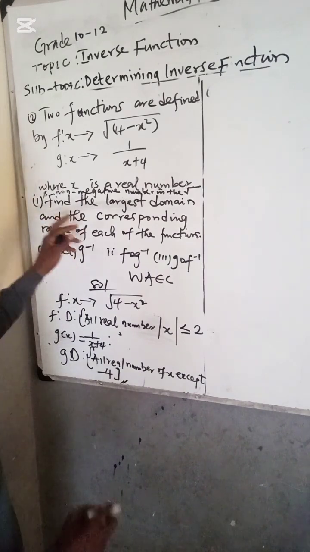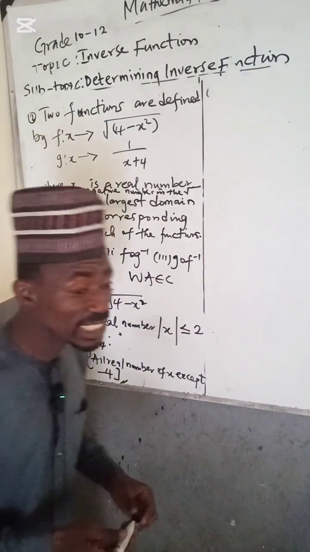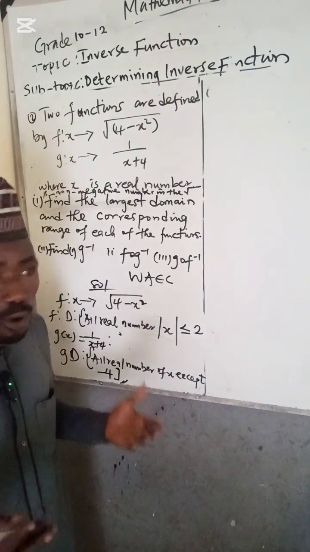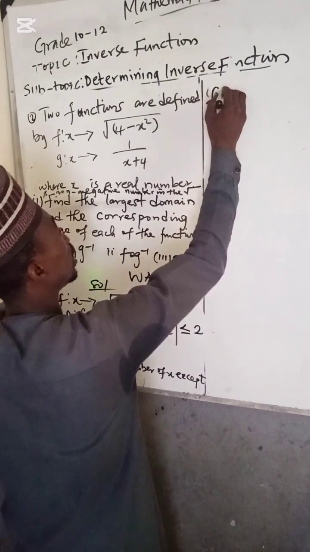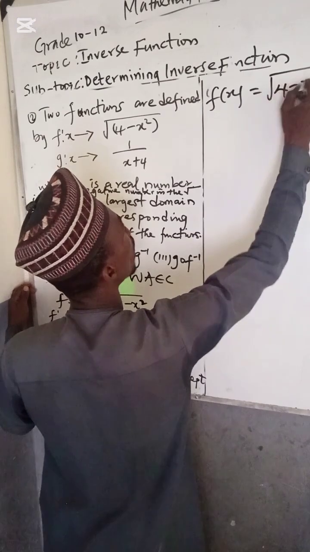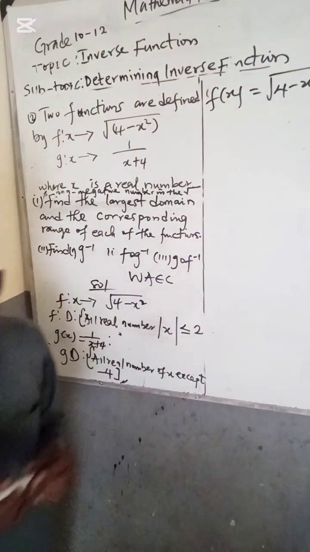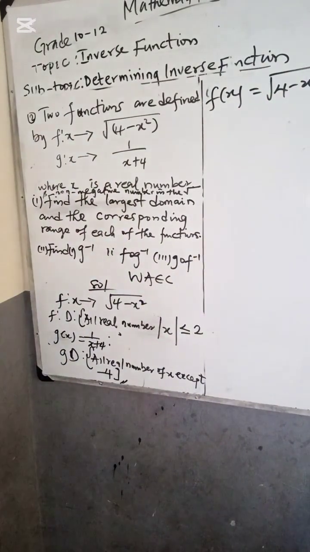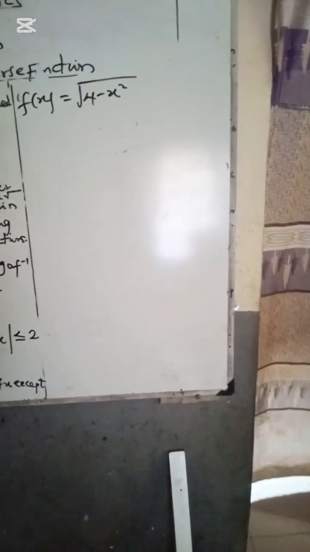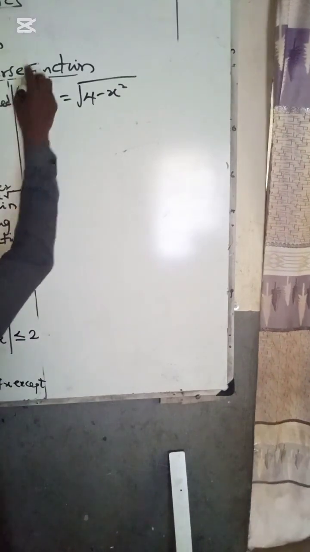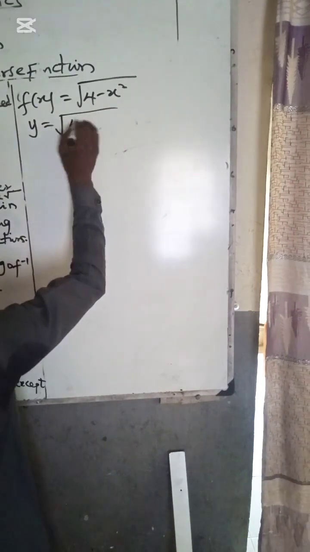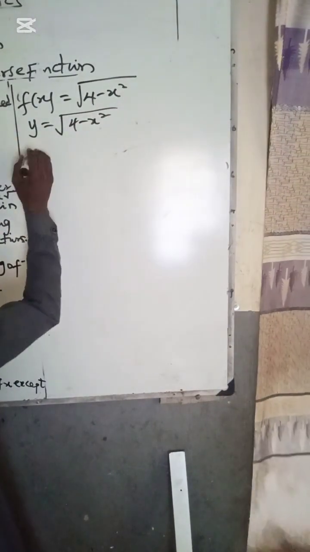The next thing is to find the range. And I told you the easiest way to get the range of a function is to find the inverse of that function. Now, f of x is the square root of 4 minus x squared. Let's find the inverse. A quick one, let this equal to y. So we have y equals the square root of 4 minus x squared.